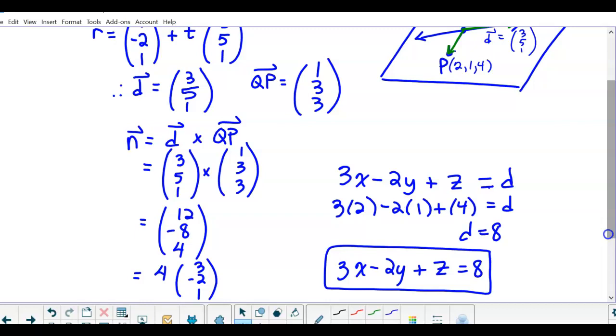Or you can use the R dot N equals Q dot N. Do the same, and this makes sure it's reduced.